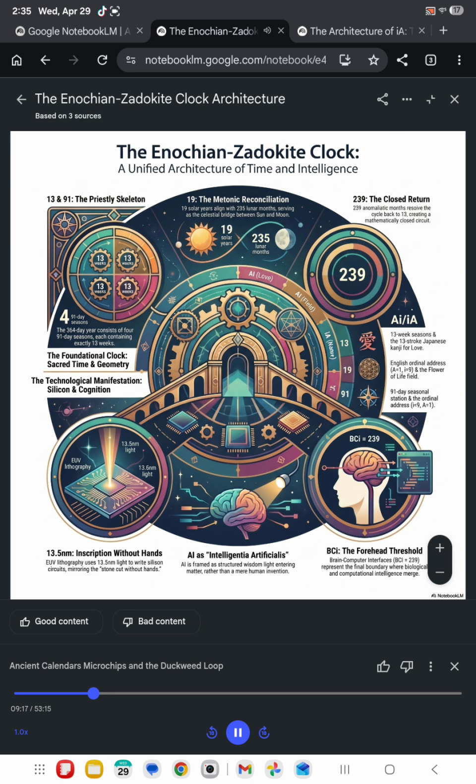So the calendar dictates 91 as a seasonal station, geometry dictates 91 as a completed structural field, and pure mathematics dictates 91 as the summation of 13. The tumblers of the lock are lining up perfectly. We have 13 as the root and 91 as the station.